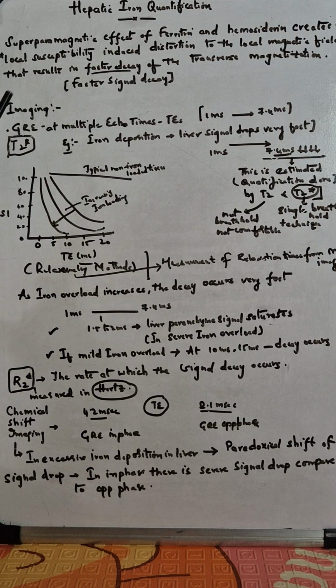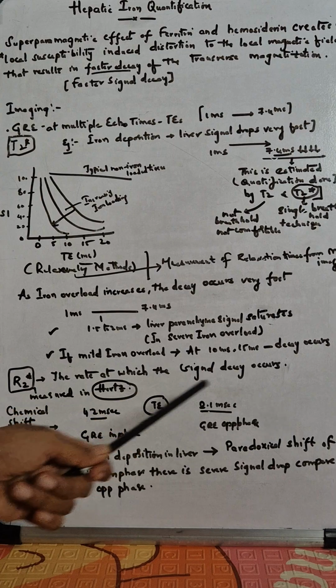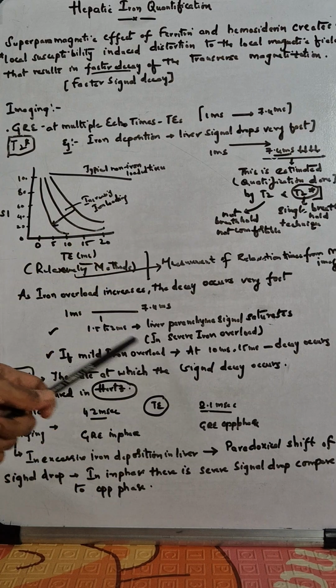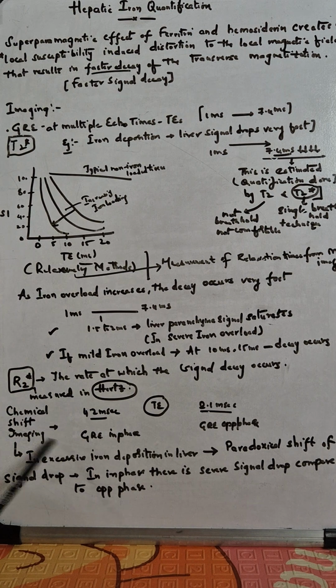Obviously you'll get marks, and you draw this graph. Write about R2 star. R2 star is the rate at which the signal decay occurs. Write about what happens in severe and what happens in mild. And then write about chemical shift imaging, what normally happens in chemical shift imaging. Thank you.